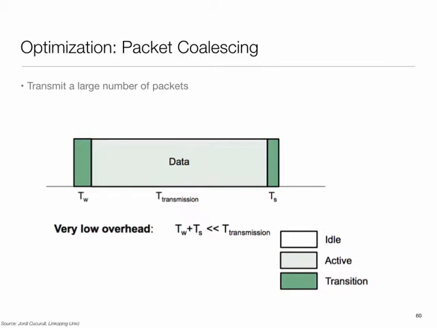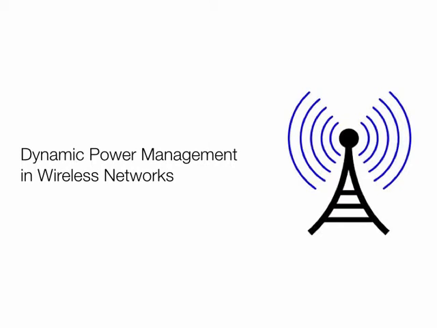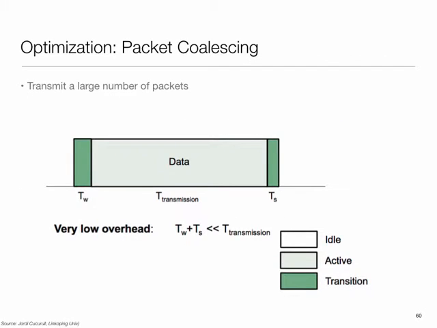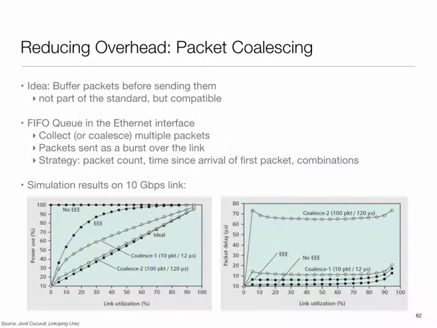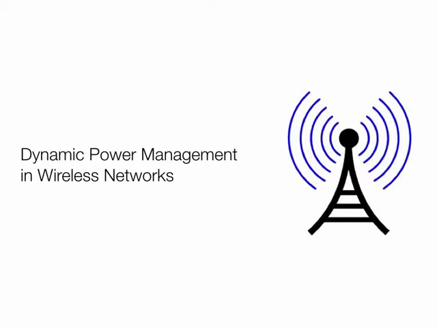Okay, so we'll skip these. Another optimization that I think they do now for Ethernet is to combine packets. Bundle up a lot of packets into a single large packet so that you can also optimize the idle time. That's called packet coalescing.